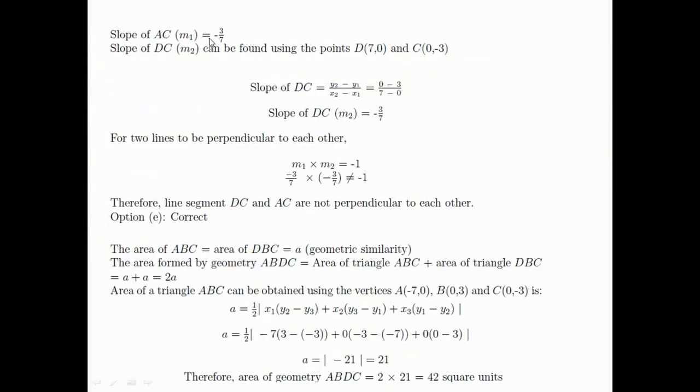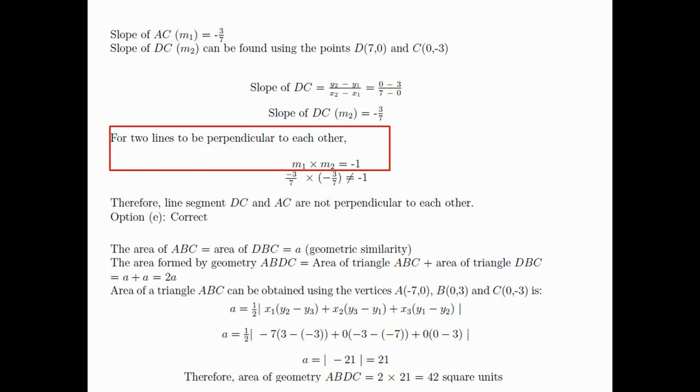Now, as the slope of AC is equal to minus 3 by 7, the slope of BC also can be found, and from there we can check the condition of perpendicularity and whether it is satisfied. So the condition of perpendicularity is m1 into m2 equals minus 1, where m1 and m2 are the slopes of the two lines. And from there we get that minus 3 by 7 into minus 3 by 7 is not equal to minus 1. Therefore, the line segments AC and CD are not perpendicular to each other.